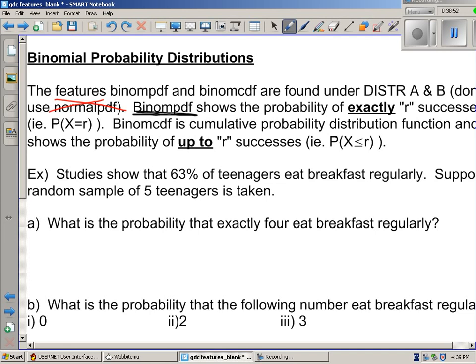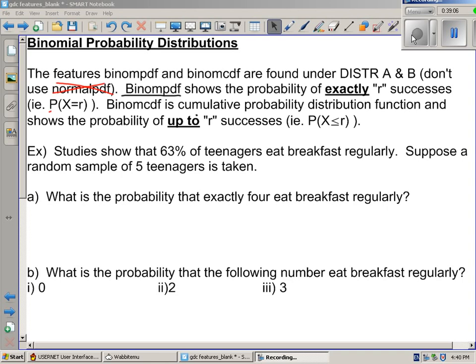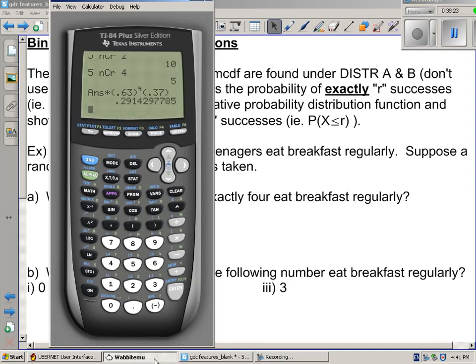We'll talk about binom CDF in just a second, but I want to take a look at that last question and do pretty much the same thing, but in a more straightforward way. I'm just going to resize this. Okay, now everything fits on the page. Studies show that 63% of teenagers eat breakfast regularly. Suppose a random sample of 5 teenagers is taken. What's the probability that exactly 4 eat breakfast regularly? We know the answer to this is 0.291. But an easier way to get there might be to use the binom PDF function.